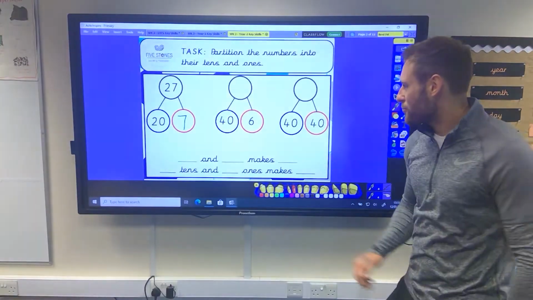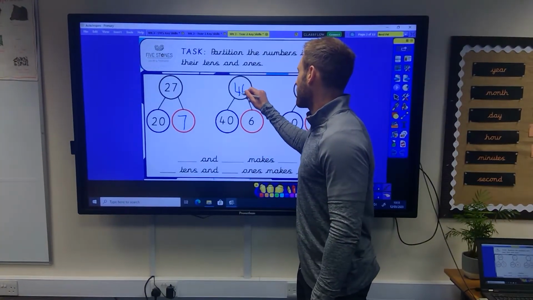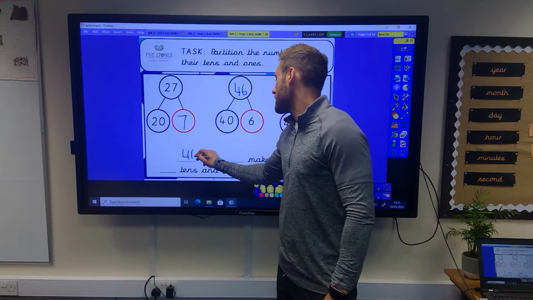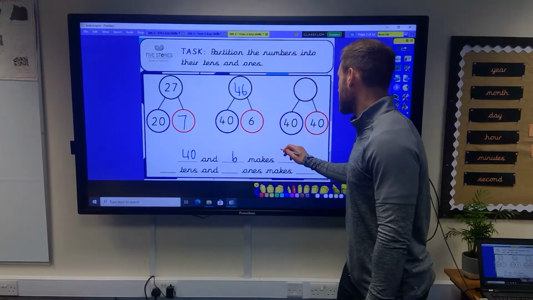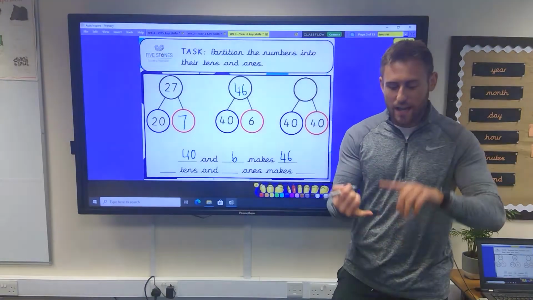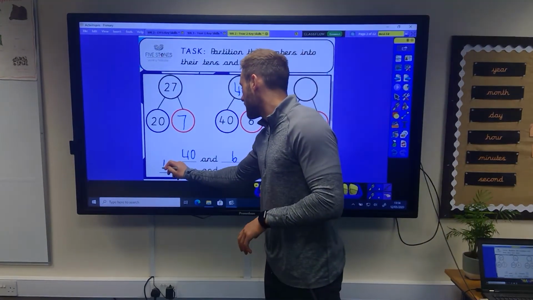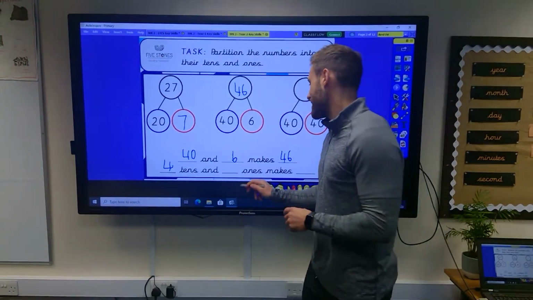Great, it's a nice and simple one. 40 and 6 is 46. Great work. So we know a part of 40, a part of 6 makes 46. How many tens are in 40? 10, 20, 30, 40. We've got 4 tens and we've also got 6 ones.